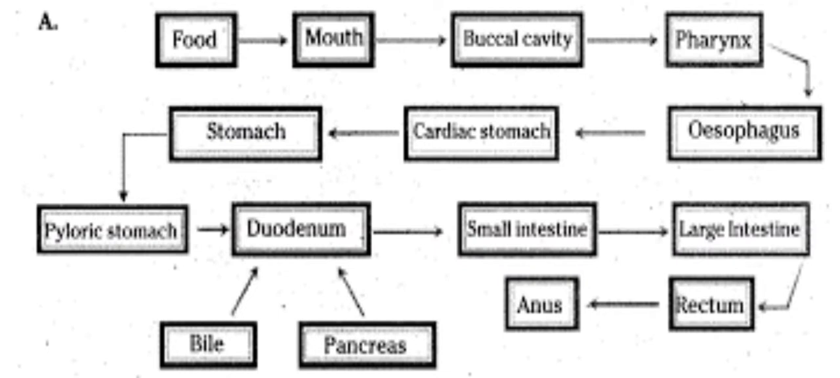Now this is a flow chart: first food goes into the mouth, then the buccal cavity, then pharynx, then esophagus, then cardiac stomach, then pyloric stomach, then duodenum. In the duodenum, two juices come. The first one is bile juice and the second one is pancreatic juice. Then it goes to the small intestine, then large intestine, then rectum, and then anus.